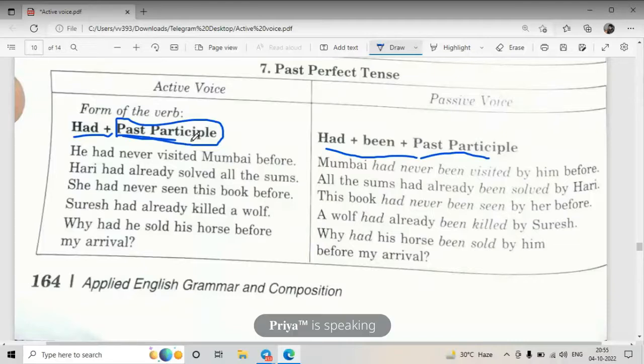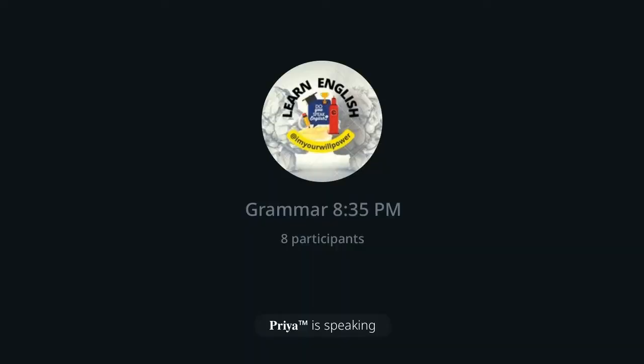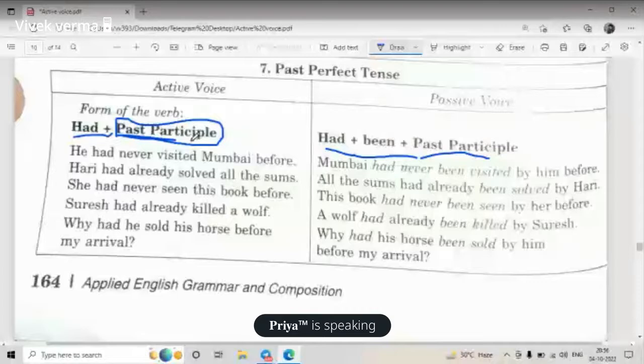Okay, I would like to make one sentence. She had cooked a meal. Is it right? Yeah, meal means food. Now change it into passive voice. Meal had been cooked by her. That is a good sentence.